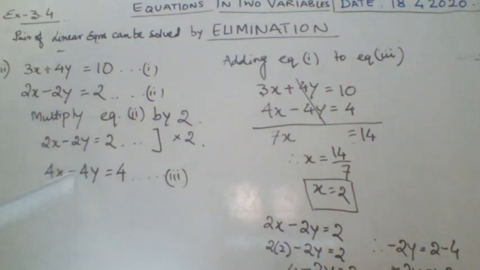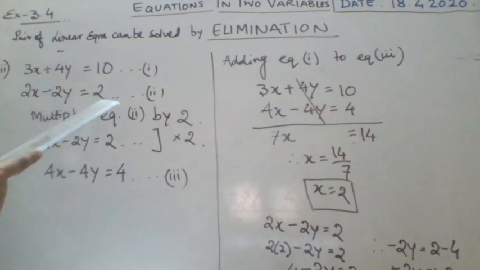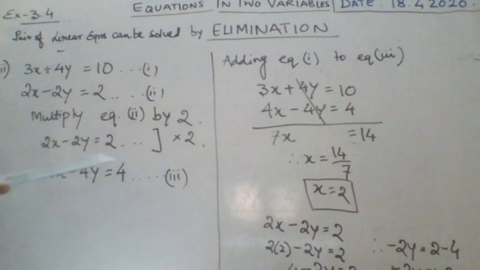So once again, let us see how to solve these equations by elimination method. Linear equations in two variables by elimination method. Elimination means removing. Given two equations, the pair of linear equations are 3x plus 4y equal to 10 and 2x minus 2y equal to 2. So, in order to make the coefficient of y equal in numerical value, we multiply the second equation by 2. So, when you multiply this by 2, you get 4x minus 4y equal to 4.